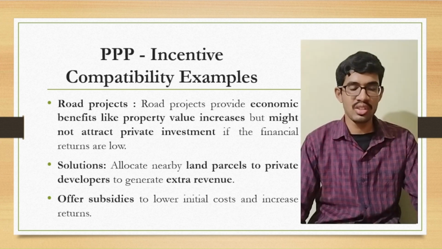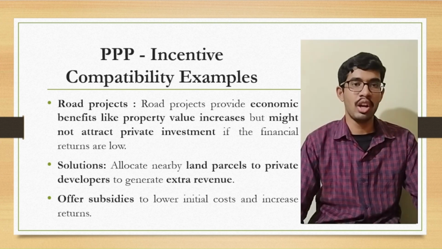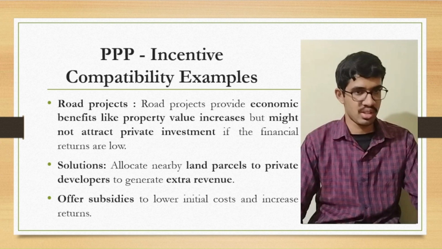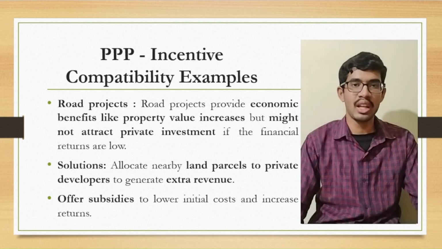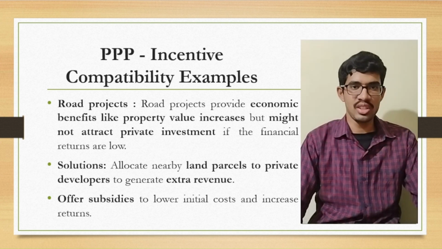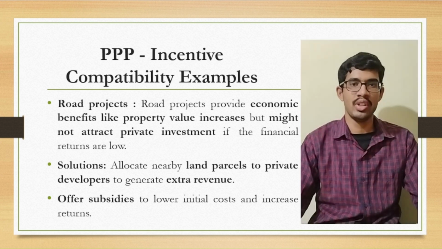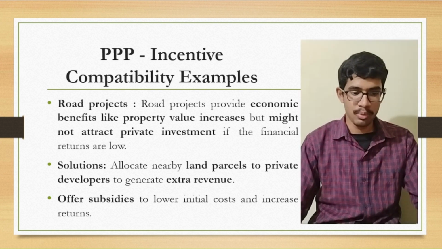The solution we can observe in these cases is that we can allocate nearby land parcels to the private developers. For example, if there is a 1 kilometer stretch of road, nearby we can give them prime places to start up their other business outlets like restaurants and fuel stations, so that they can make profits with those outlets, and eventually also make profits through the road, even though the cost per unit on the roadway is low. So this was one solution.